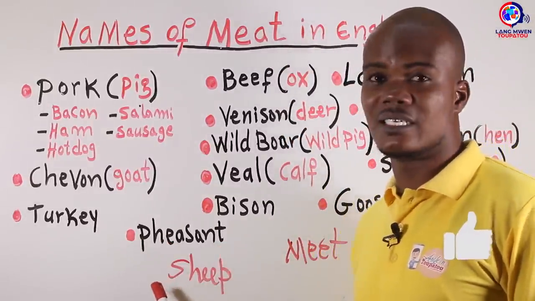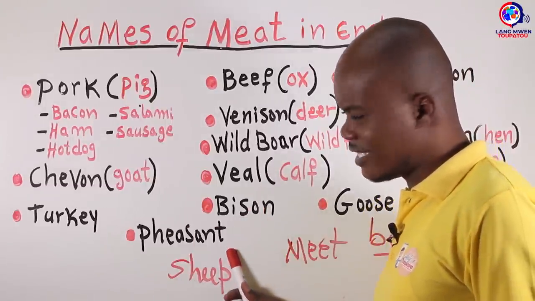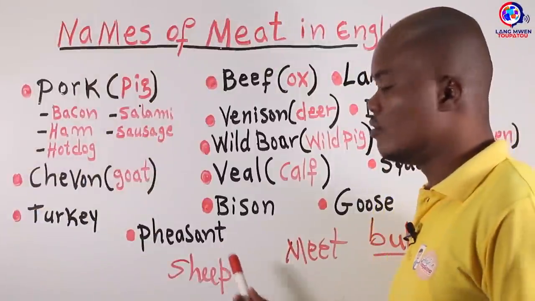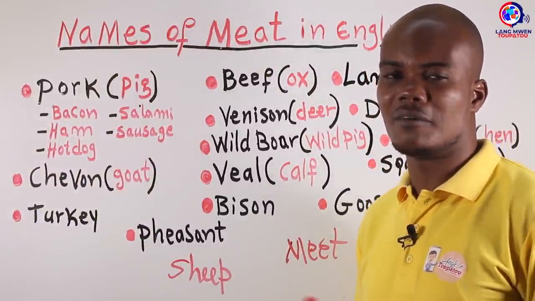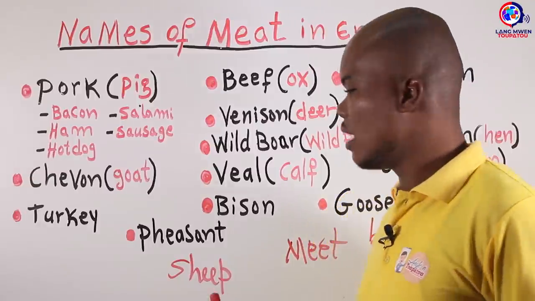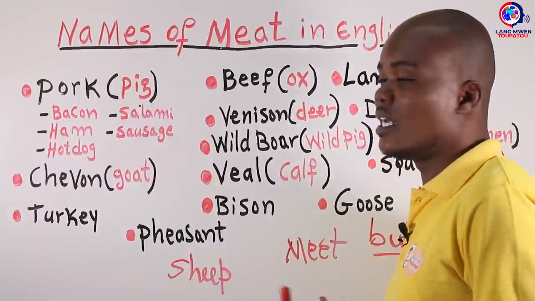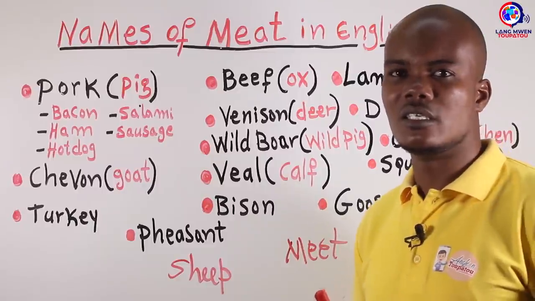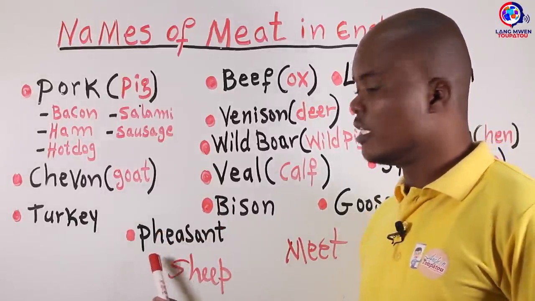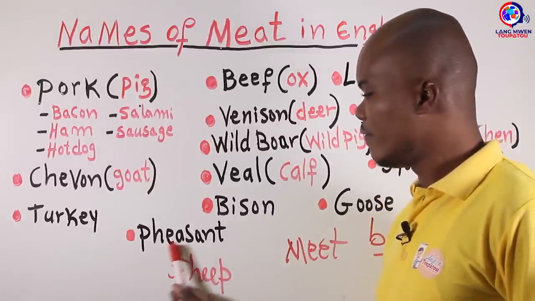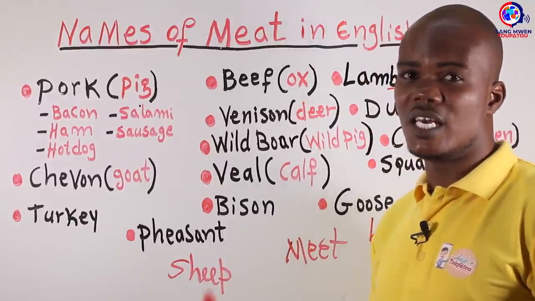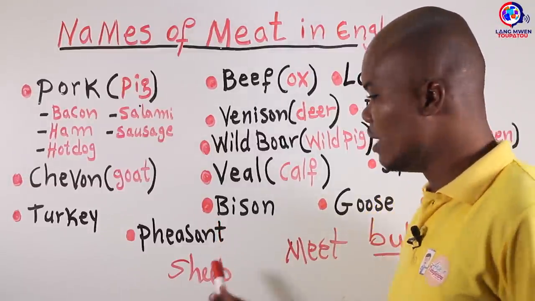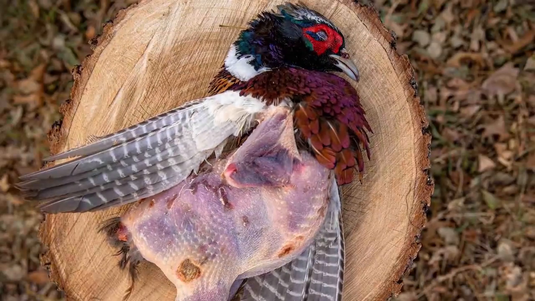And the last is pheasant. Pheasant. You see the picture? Pheasant. It's like a peacock. But it's not a peacock. Pheasant. Maybe you don't know it. But me, I never see it. I see it on TV. Ok, good. Pheasant.